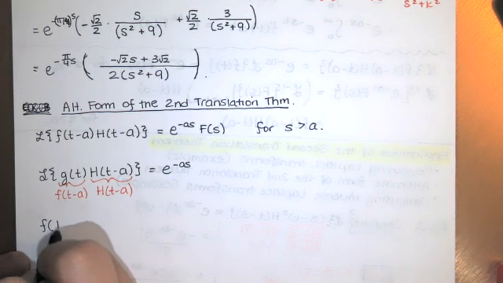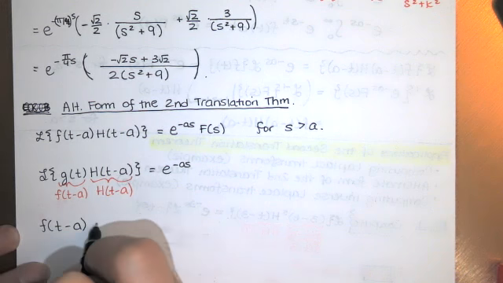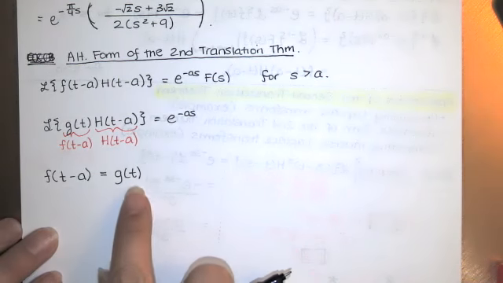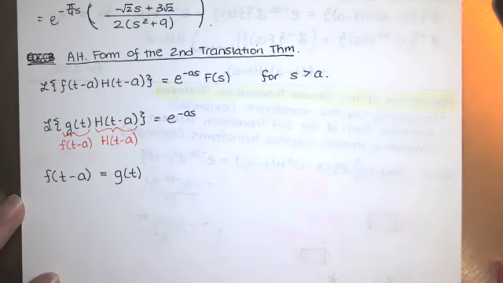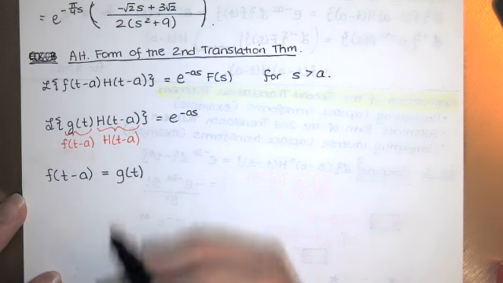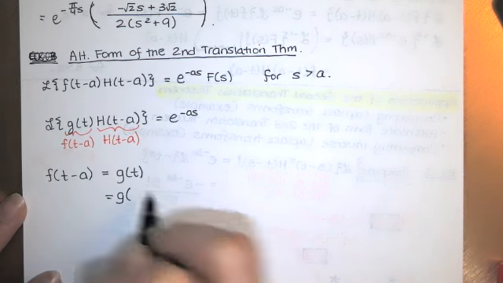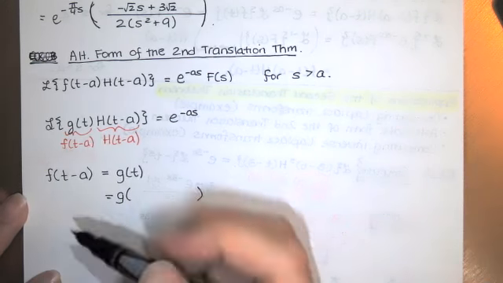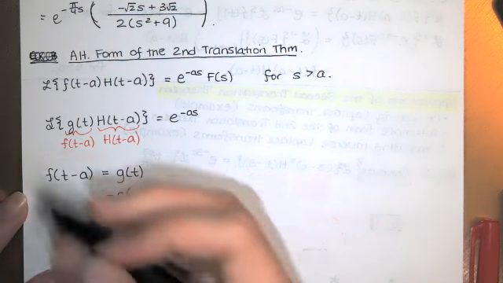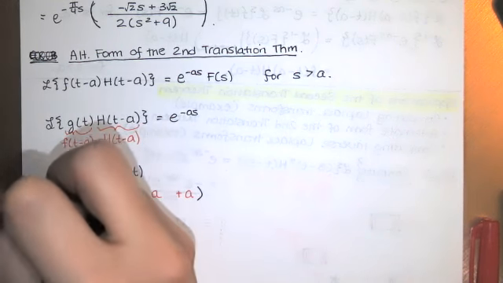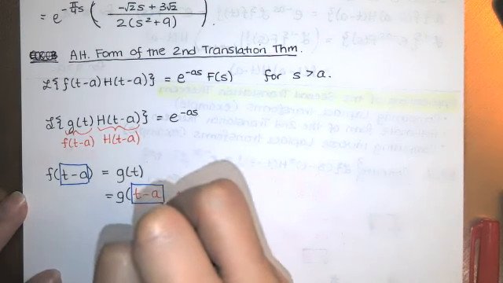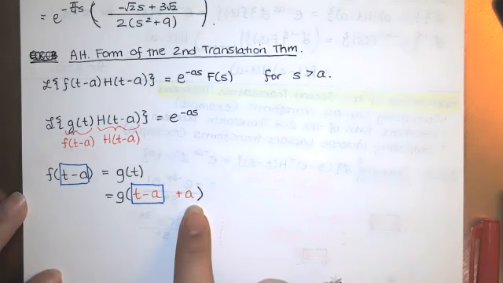If I have f of t minus a here, and that's equal to g of t, again, I want this to be a g of t minus a, not a g of t. So in order to make this look like g of t minus a, I'm just going to replace the t with what I want it to be, and then compensate for that. And now, if I think of this as an input-output machine, the input is t minus a, and the output is g of t minus a plus a.